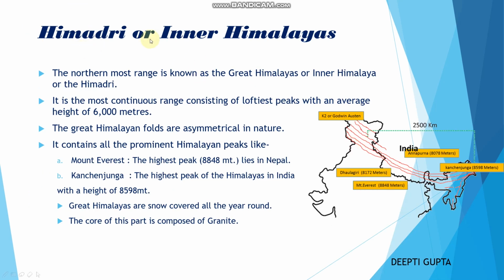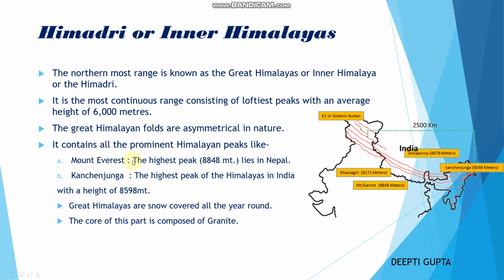Here we can see Himadri or the Inner Himalayas. The northernmost range is known as the Greater Himalayas, or Inner Himalayas, or the Himadri. It is the most continuous range consisting of the loftiest peaks with an average height of 6000 meters. The Greater Himalayan folds are asymmetrical in nature. It contains all the prominent Himalayan peaks like Mount Everest and Kanchenjunga.